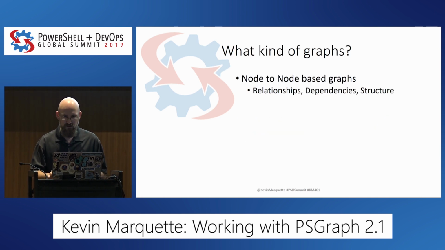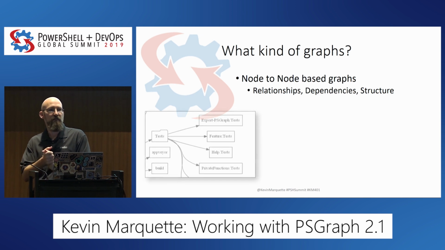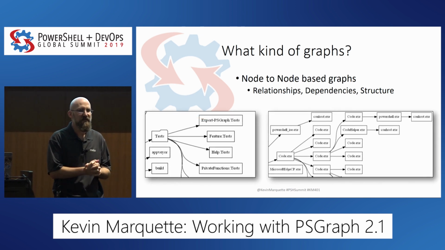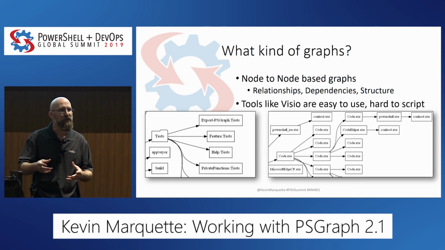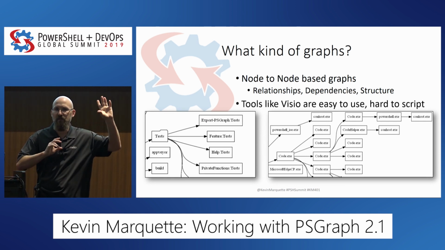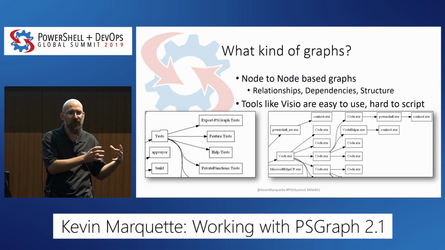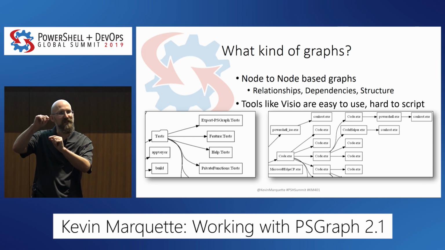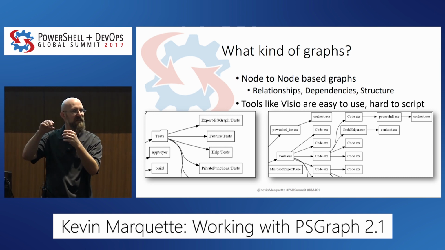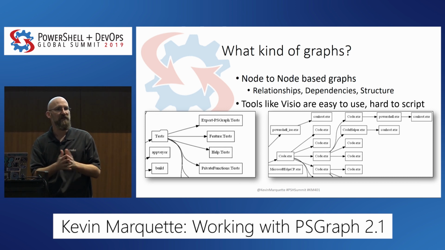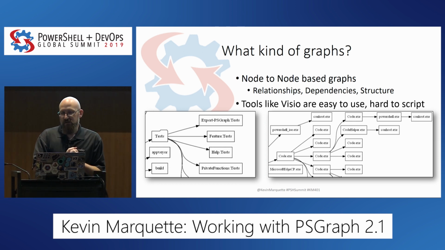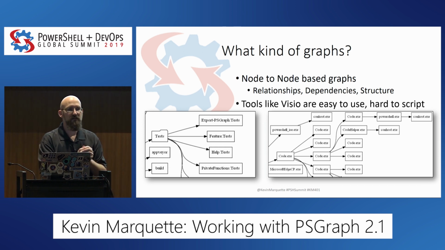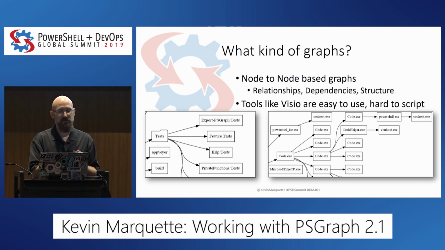So what kind of graphs am I talking about here? I'm talking about node-to-node based diagrams, something relational or showing dependencies or structure in data. Behind me, I've got a file folder structure showing tests or maybe processes, and which process has a child process, as a way to see these relationships. So it's kind of like Visio, except you can automate it and do it via PowerShell to build these diagrams.